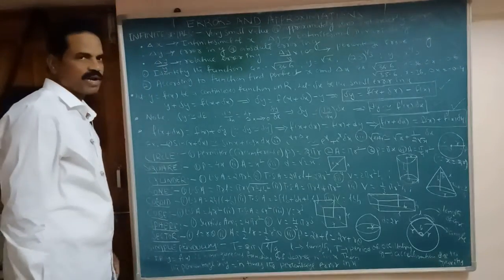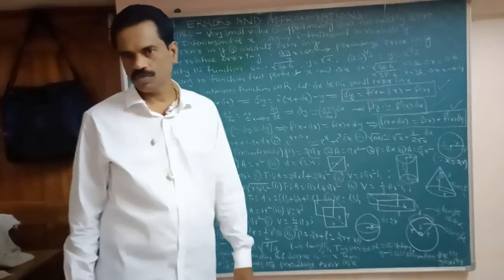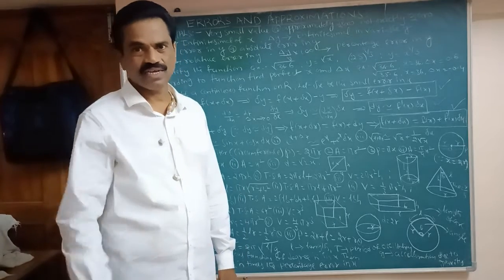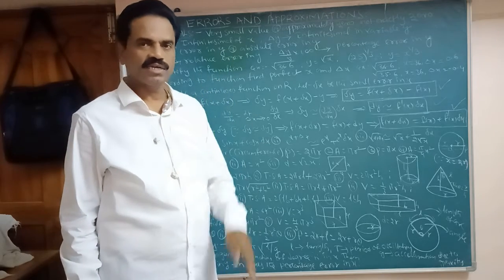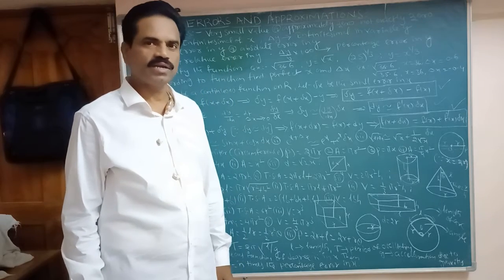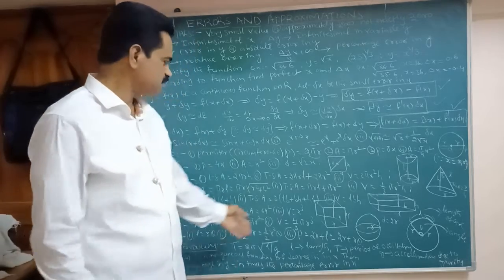Here, for example, in the problems given, we will use this shortcut method. Suppose y equal to x cube is given. What is the degree here? 3 is there. So then its percentage error we will take directly. That is delta y by y into 100 equal to 3, what is the degree, 3 into delta x by x into 100.